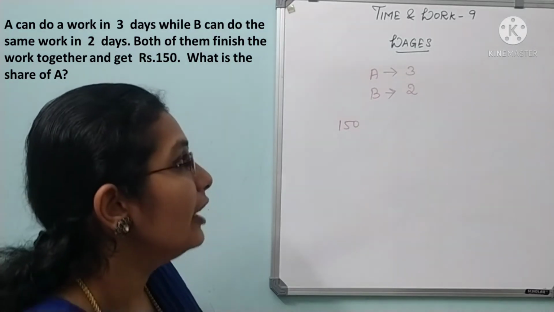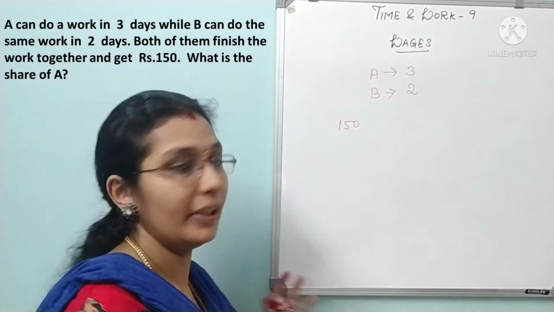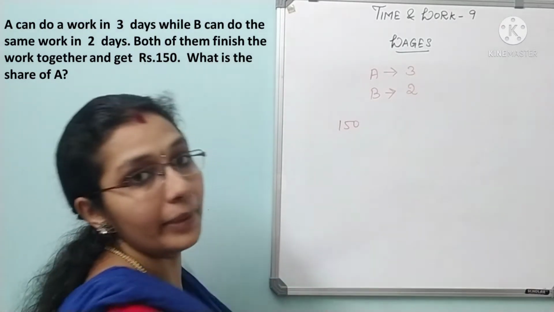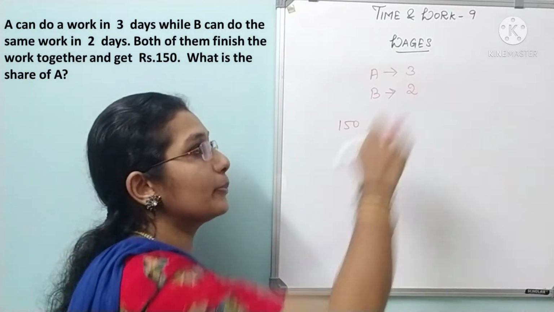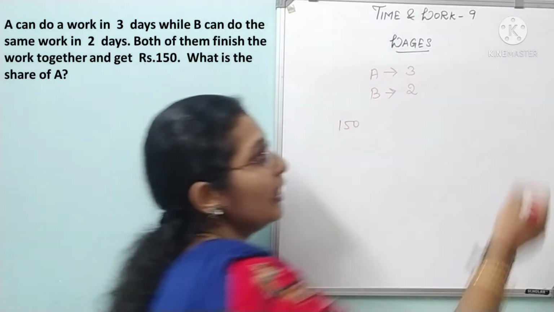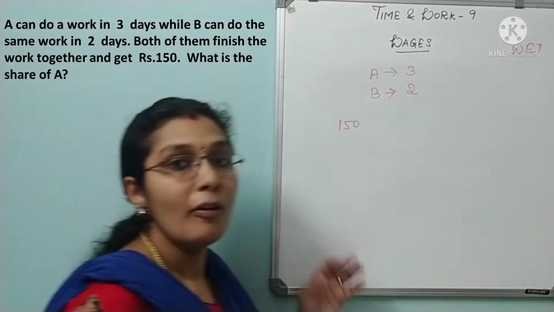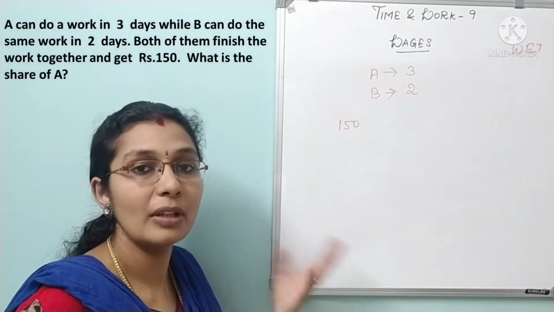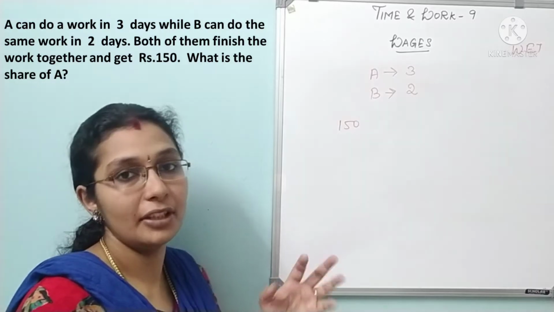We'll use the efficiency concept because they are working together for a certain period of days. So 150 we'll have to split for A and B. First find their efficiency and based on that we'll split the wages. For that we'll use the concept WED. Those who have watched my previous videos can easily understand this concept. Otherwise, please do watch and come here, because based on that only we are solving this.